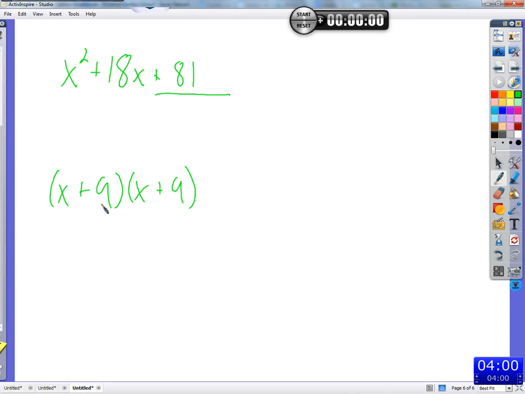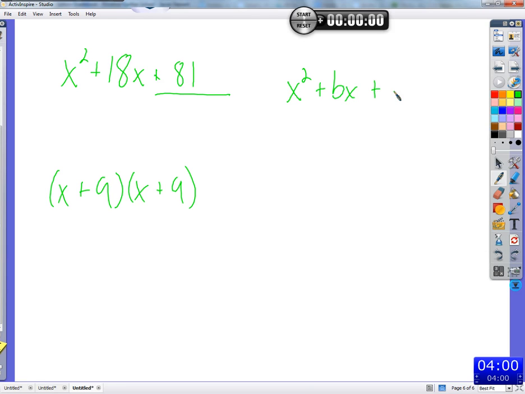So we take half of 18, that must be the number that we're putting there, and when we multiply half of 18 by itself, we get 81. So if we had like x squared plus bx plus c, let's write a little formula for finding c. If we have b, in this case b was 18, what are we gonna do with b in order to find c?